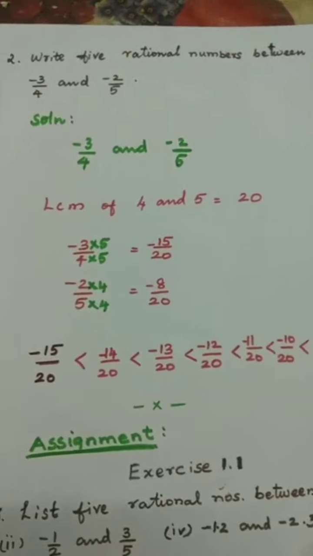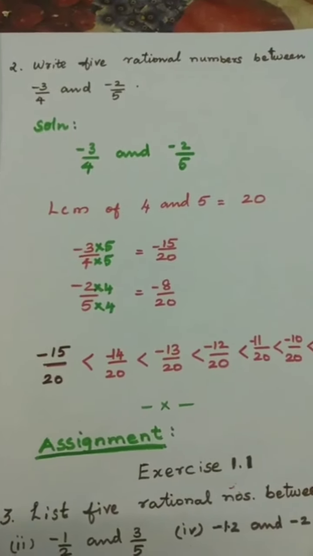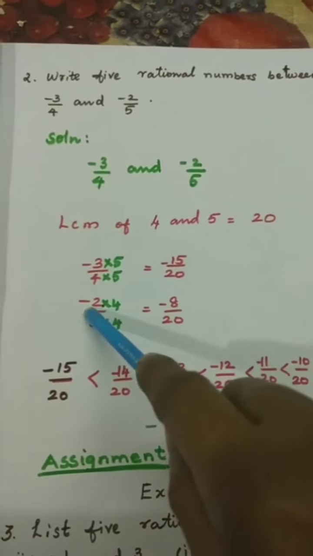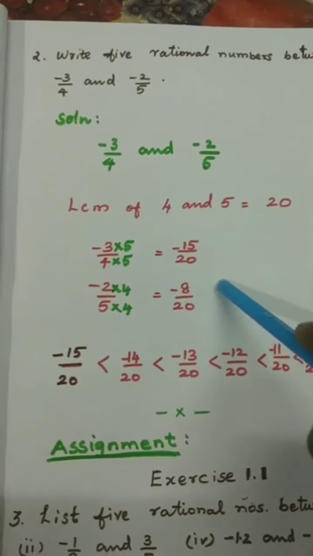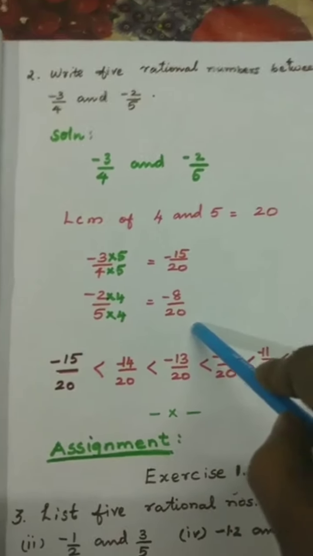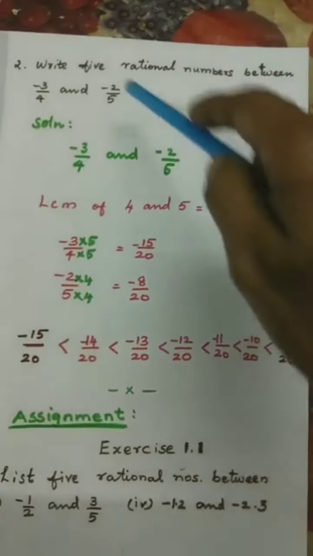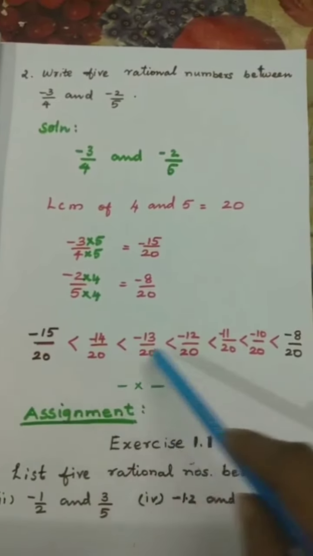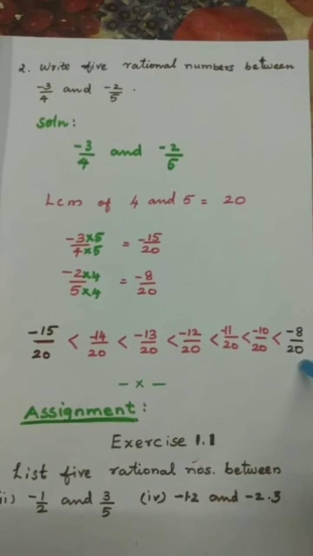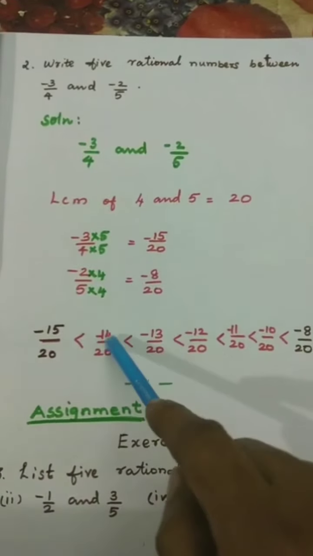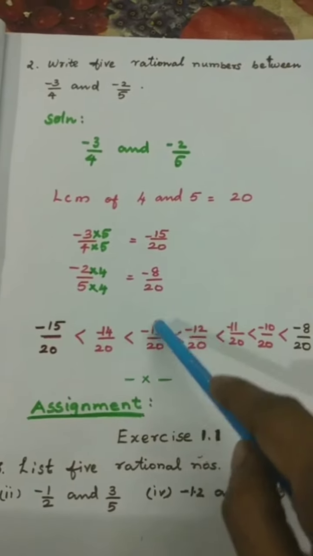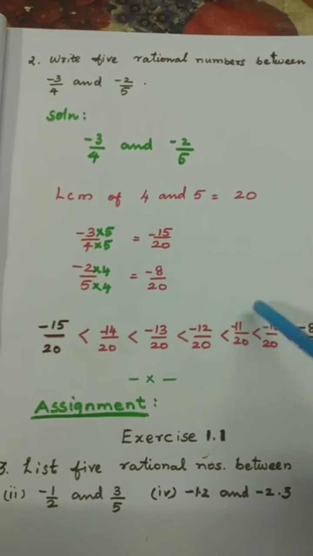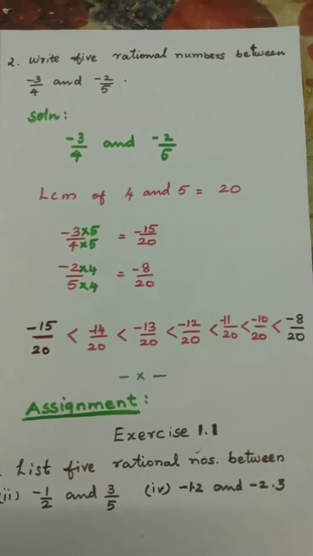So you multiply minus 3 by 4 into 5, isn't it? That is minus 15 by 20. Into 4, the denominator will become 20, minus 8 by 20. Okay, now we will write the 5 rational numbers between minus 15 by 20 and minus 8 by 20. So that is minus 14 by 20, minus 13 by 20, minus 12 by 20, minus 11 by 20, minus 10 by 20.